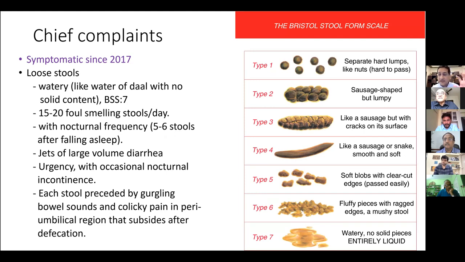Second would be jets of water volume. It means the large volume is coming from the small intestine to the large intestine, so the large intestine is not able to retain it, because of increased motility there, or the volume is too large for the colon to absorb. And therefore, there is urgency.